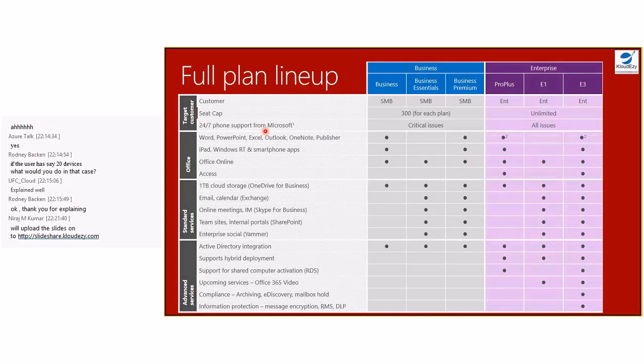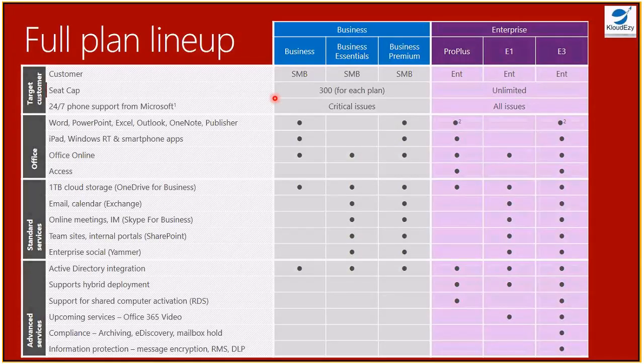For business plans, you can only get support for critical issues, okay? But for enterprise plans, you can get support for all issues. Maybe for an issue where you are unable to assign a license, or unable to change the password, even small admin issues, you can get support from Microsoft. But in case of business plans, only for critical issues where your major production is down, or a major impact has happened which has stopped your services, you can get support. Okay.